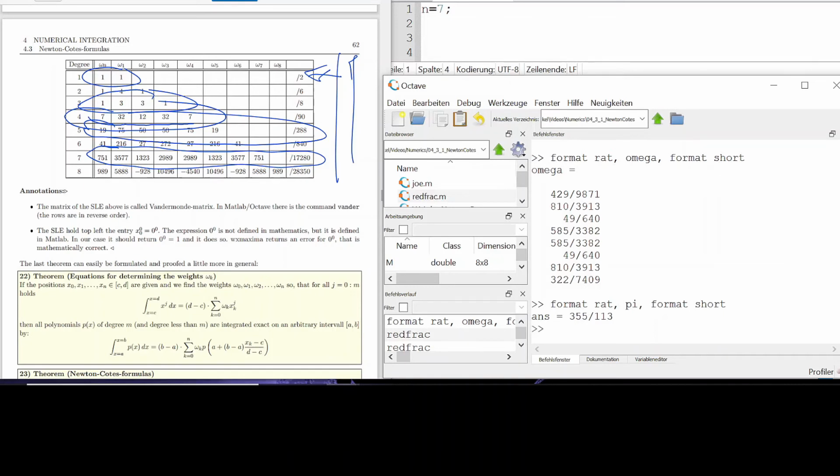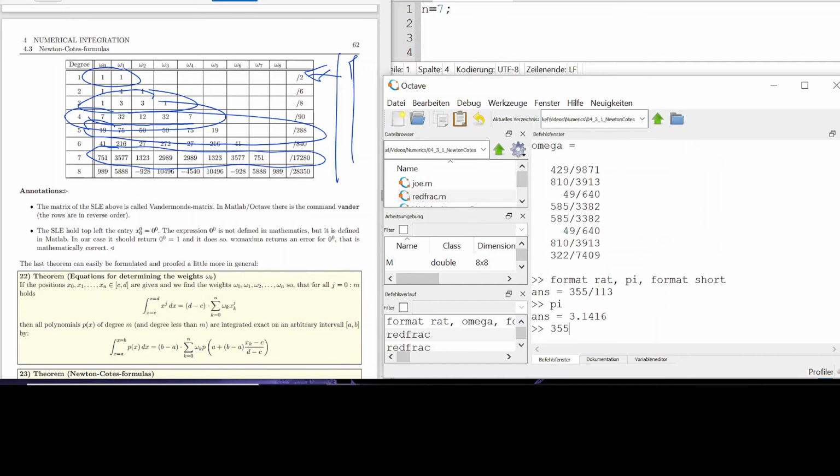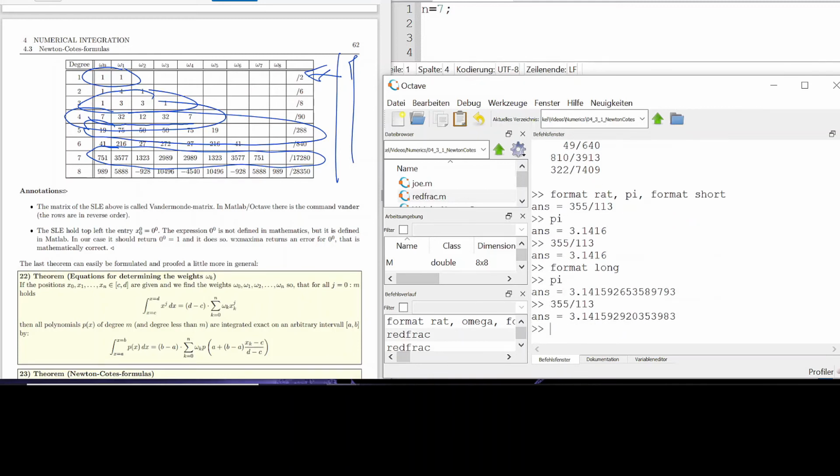Pi is not a fraction, but it's the rational displayed in that situation, because this rational is close to pi. So pi and 355 divided by... it's close together, but not completely equal. As you can see here, it's correct up to that digit, but from then on it's not equal. And that's what MATLAB and Octave do when you say format rational.